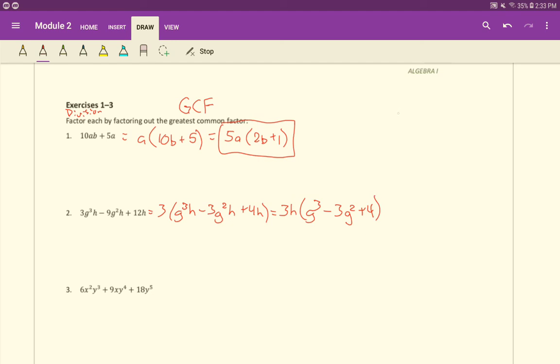And now there's nothing else that we can take out that's in common to all three terms here. So we know we're done. And that's our final answer.